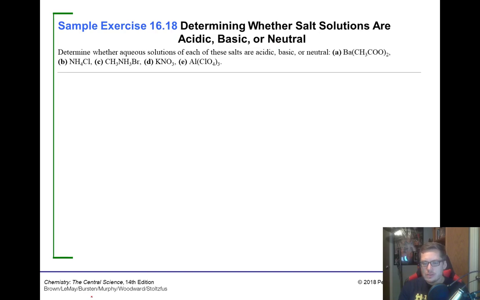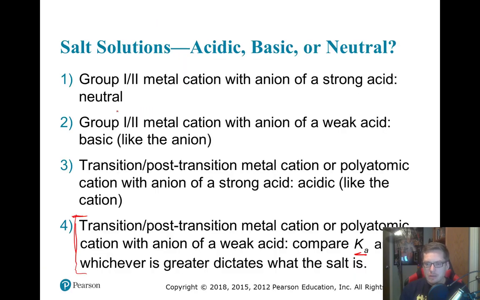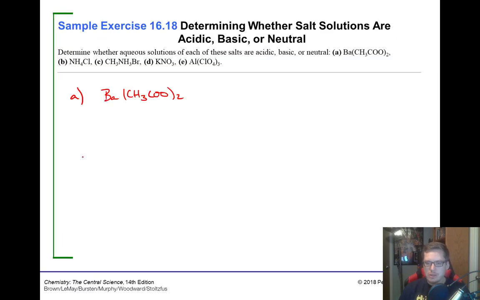All right, so let's look at some practice problems here, and we'll do a couple of different ones. So if you're looking at barium carbonate here, or barium acetate, we'll do A here. So this is our salt that we're looking at, and it makes barium and acetate, CH3COO, and you make 2 of those. Now, what you can do is just look at this and base it off the rules that they just said. So this is a group 2 metal, and this would be the conjugate base of a weak acid. And so therefore rule number 2 applies, so it should be a basic solution.